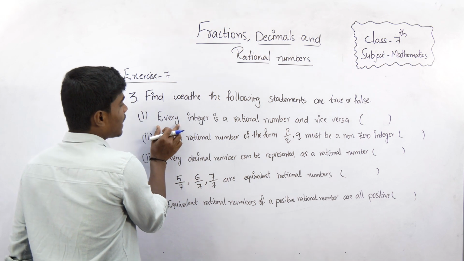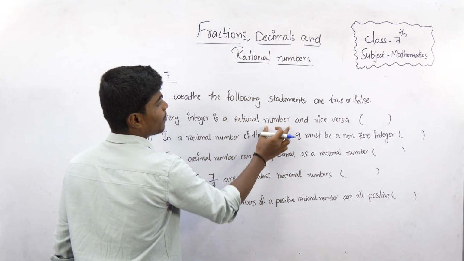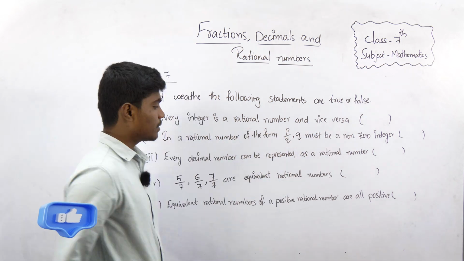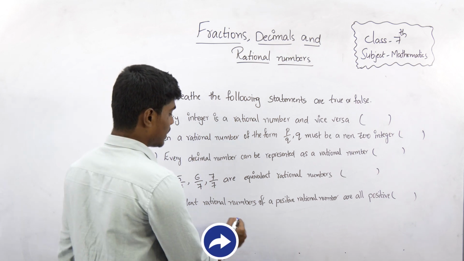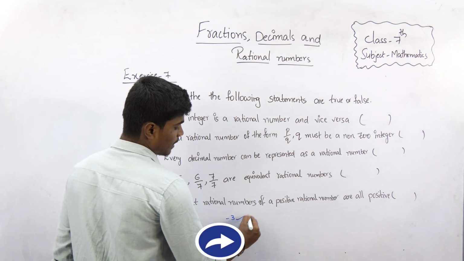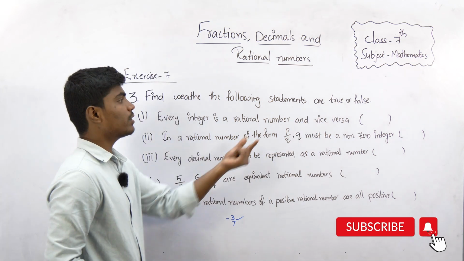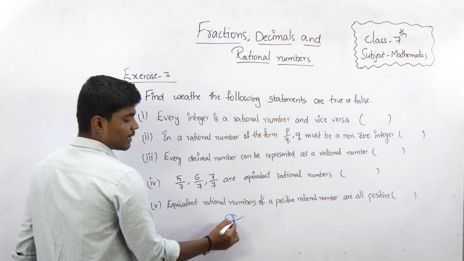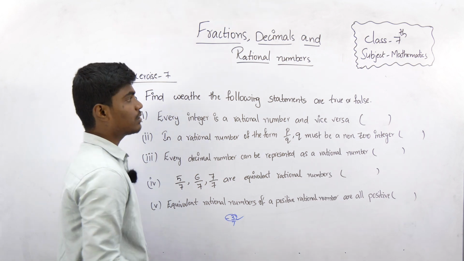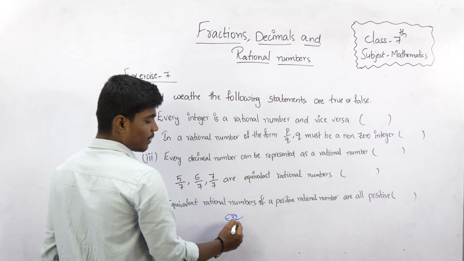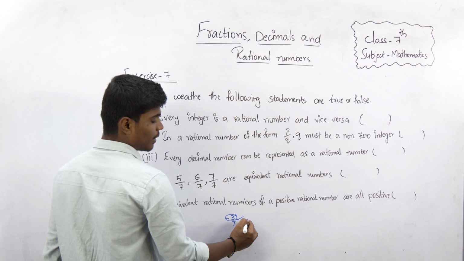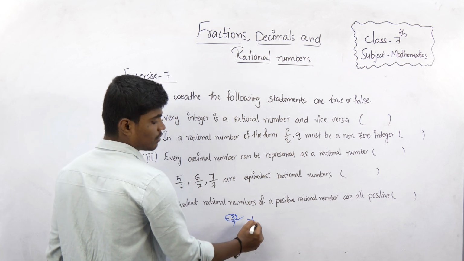First one: every integer is a rational number and vice versa. See, every integer, let's take -3, is a rational number, with denominator 1. Vice versa means the reverse of the integer is also a rational number. He is saying that every integer and the reverse of the integer is also a rational number. Here -3 is a rational number and -1/3 is also a rational number.